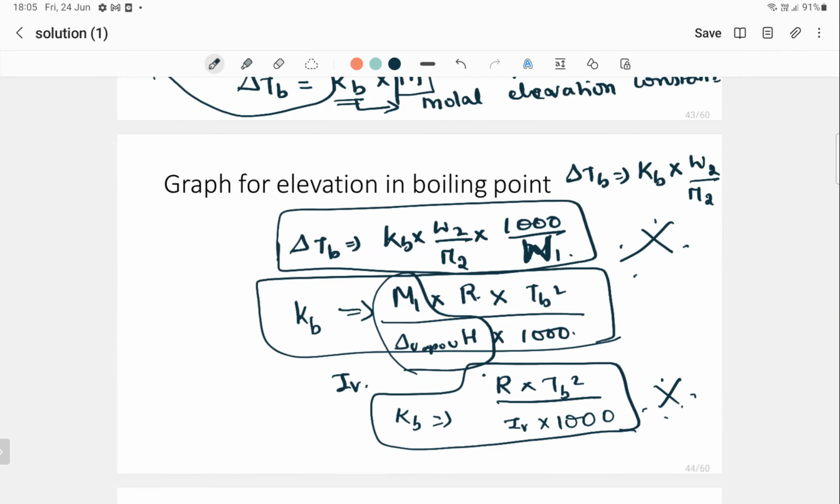They will give the Kb value, and it will be in Kelvin kilogram per mole. No, they'll be giving it in the question itself. Don't worry about that. They'll disclose everything in the question itself.